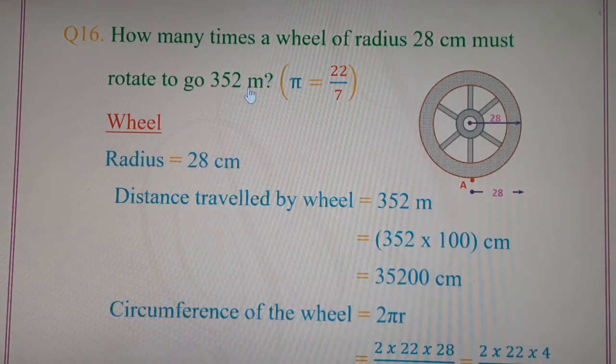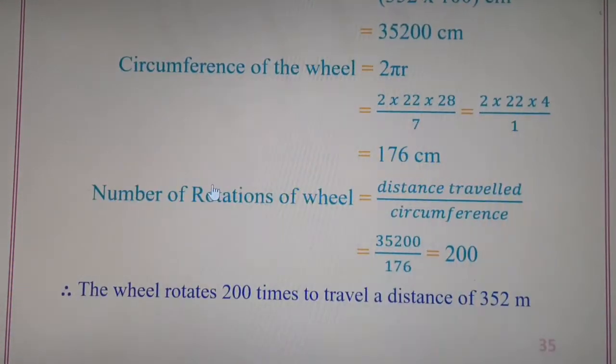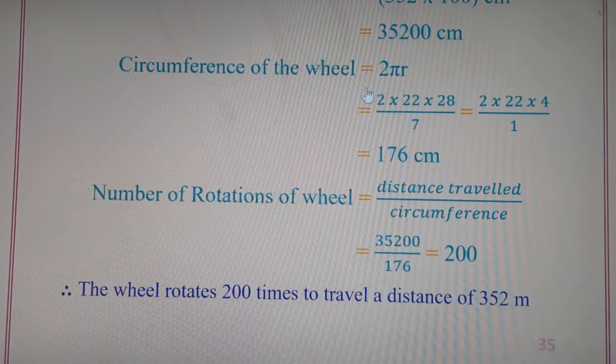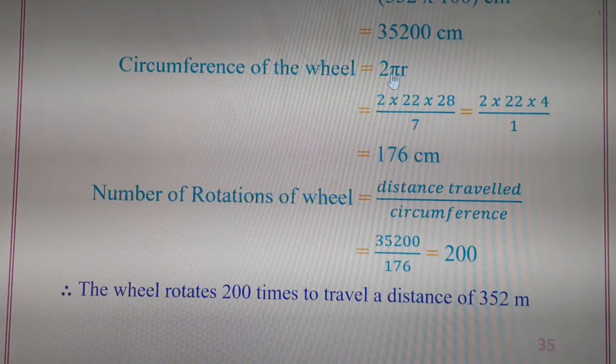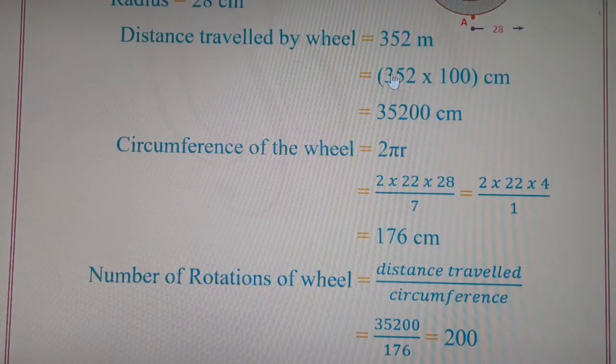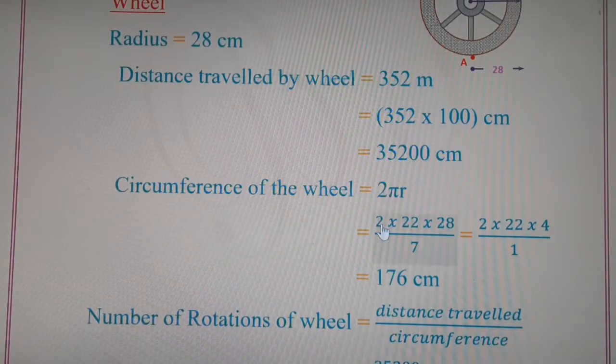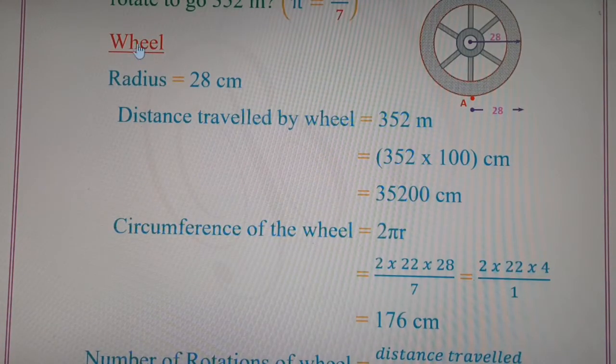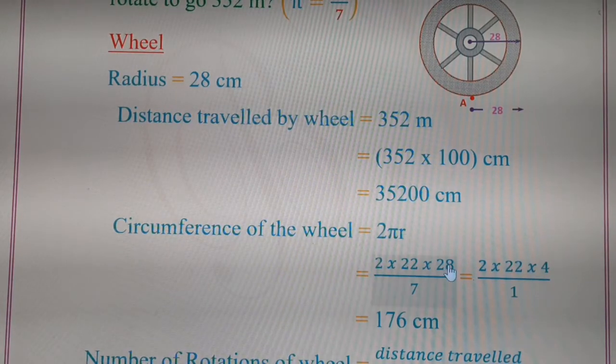So first, we'll calculate the circumference of the wheel. Circumference of the wheel is calculated by using the formula 2 pi r, where 2 is multiplied with the value of pi, that is 22 upon 7, and the radius of the wheel is given as 28 centimeter. In the heading, we have written the name of this topic as wheel, and radius is given as 28 centimeter, and the value of radius we will substitute in our formula for calculating the circumference of the wheel.